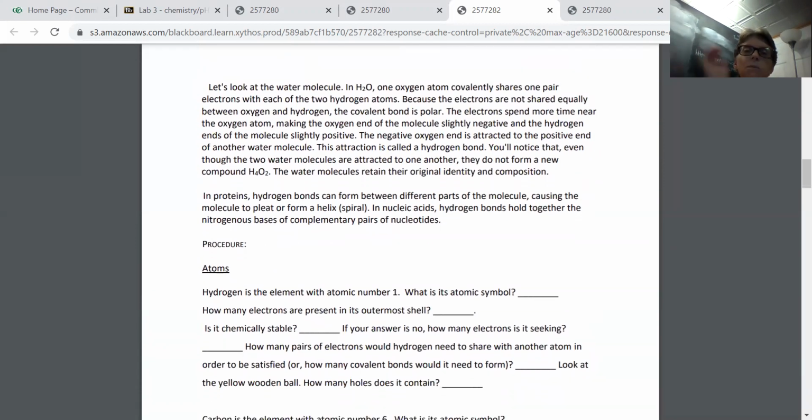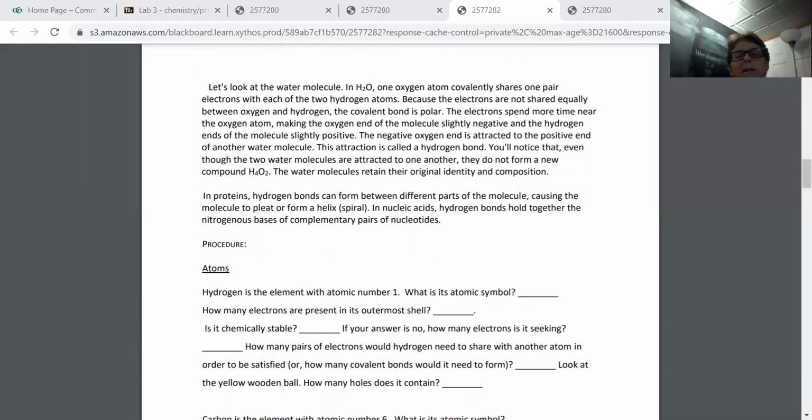If we look at the water molecule, and let's see a picture of a water molecule, which we have up here somewhere. There's your water molecule. So you can see that in a water molecule, we have 1 oxygen and 2 hydrogens. The electrons in a water molecule are not shared equally. The oxygen pulls the electrons closer to itself. And that's what gives water its polar property.